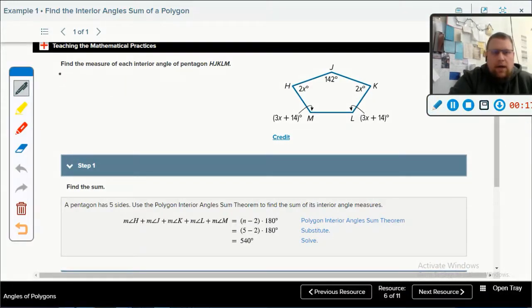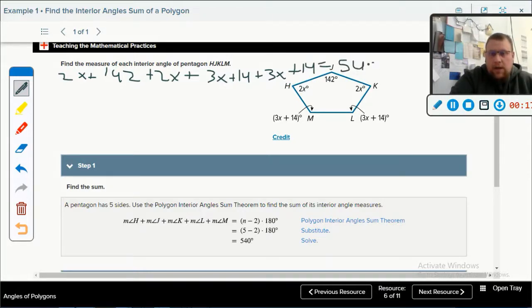I can set up 2x plus 142 plus 2x plus 3x plus 14 plus 3x plus 14. What does that all equal? Should all equal 540 degrees. All I did was add up all these interior angles. So let's combine like terms.